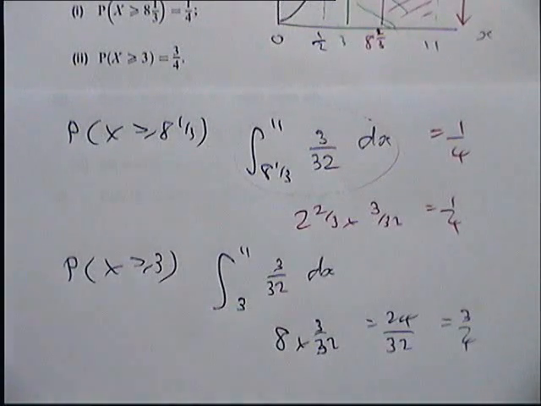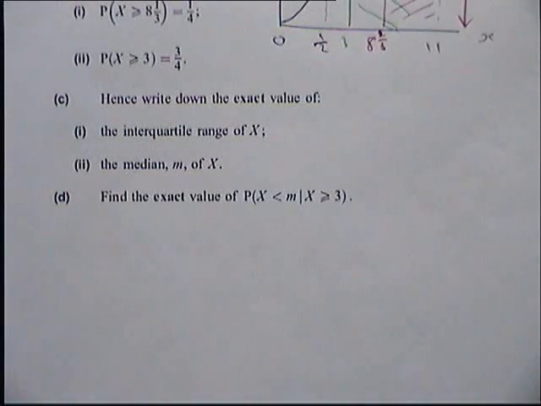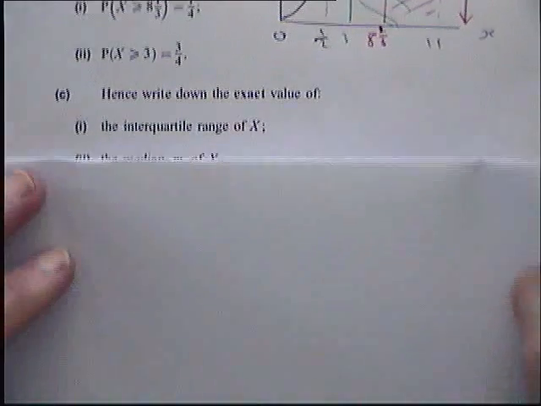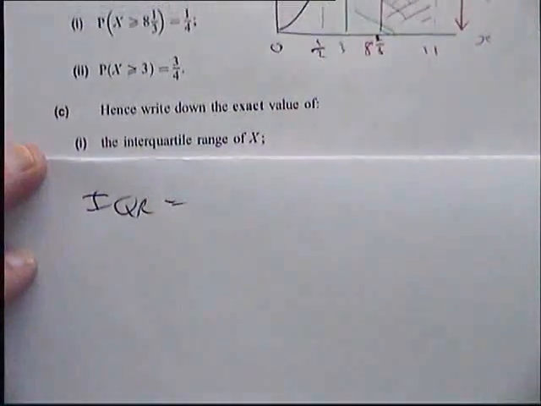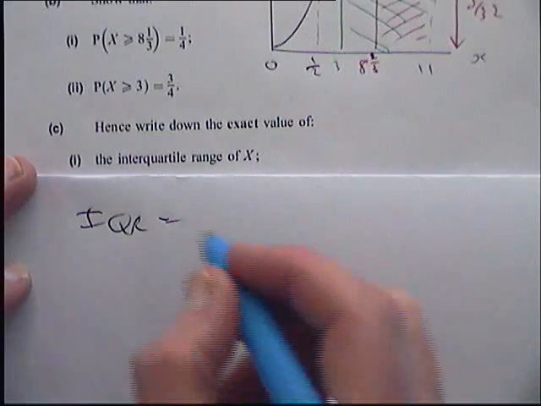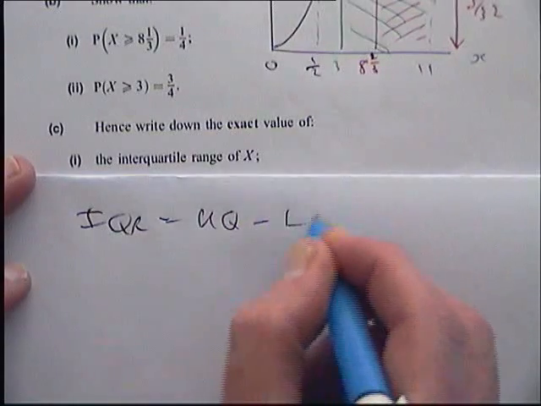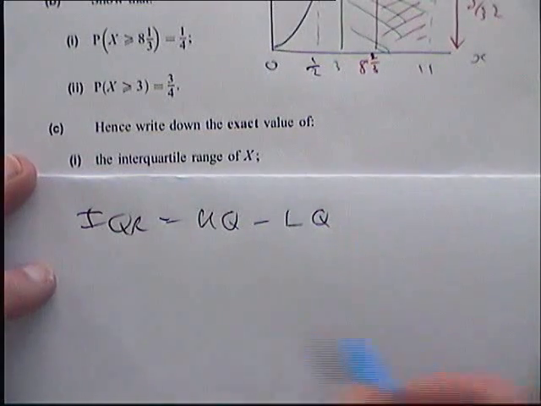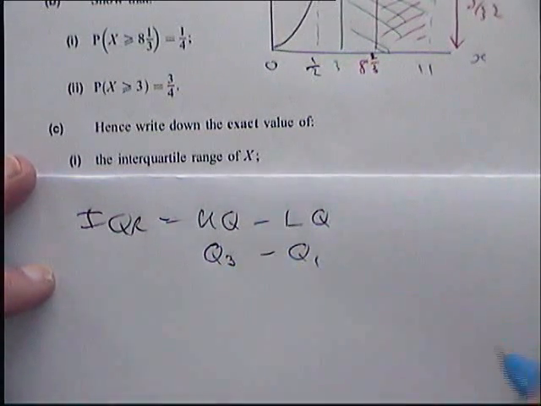B. Okay, part C of the question. Hence write down the exact value of the interquartile range. So, interquartile range, going back to GCSE, what is the interquartile range? Anybody? Dan? The upper quartile minus the lower quartile. Yes, upper quartile minus the lower quartile. Some notations will call that Q3 and Q1.